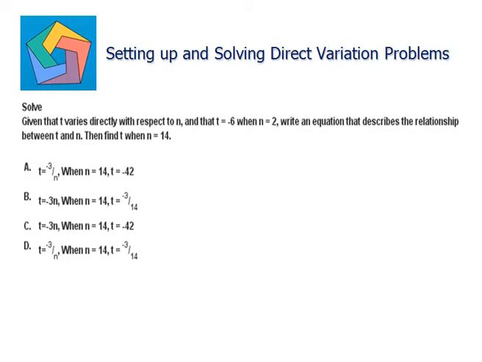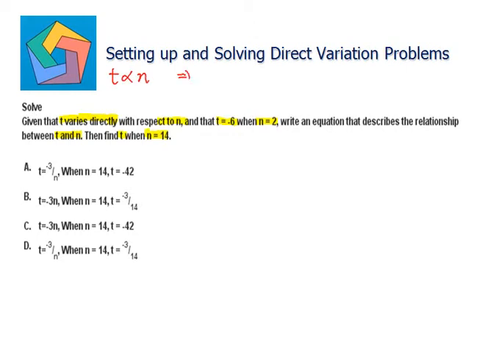Solve. Given that t varies directly with respect to n and that t is equal to -6 when n is 2, write an equation that describes the relationship between t and n. Then find t when n is equal to 14. So it's given that t varies directly with respect to n.